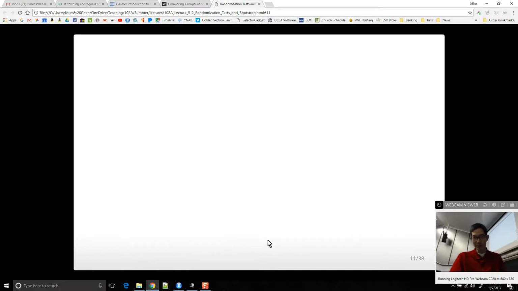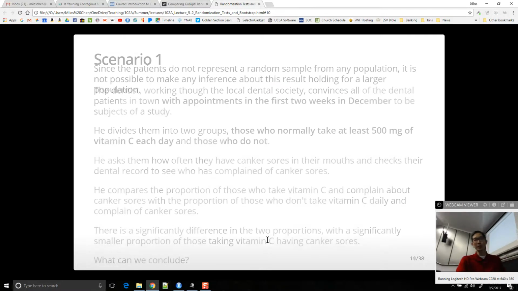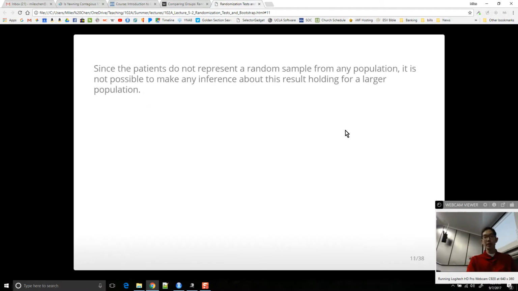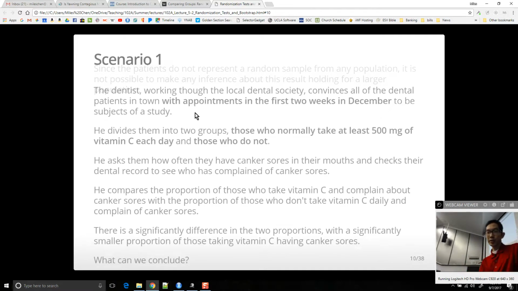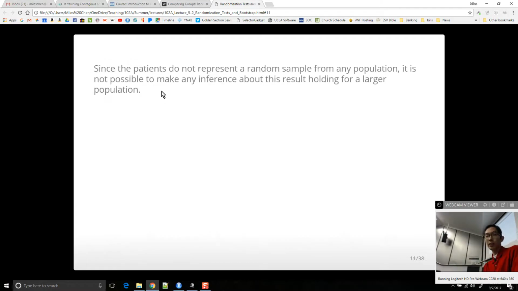Okay, well, let's talk about this. It's an observational study because he's not forcing anybody to take any vitamin C. He's just saying, do you take vitamin C? We selected people by choosing those with appointments in the first 2 weeks in December to be part of our study, okay? So the patients do not represent a random sample from any population, so from our sample, we can't make any inference about this result holding for a larger population.